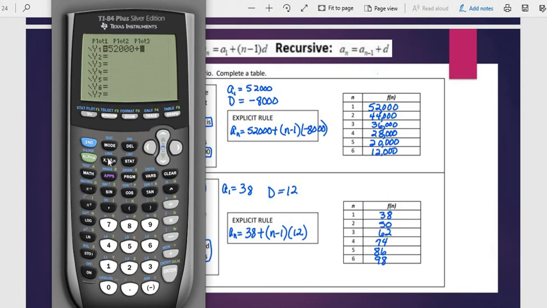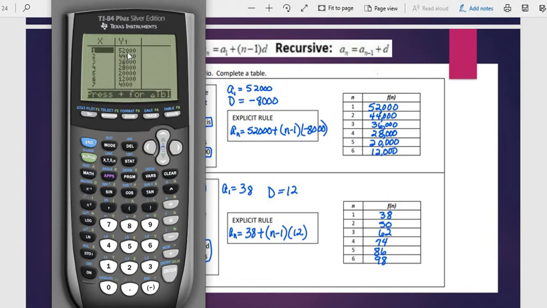This funny looking key right here, this X, is the only thing that we can type in place of any variable that we need. So I'm going to put parentheses and type this right here, X minus 1 parentheses. Then parentheses again, negative 8,000, and hit enter. Now I'm going to go to second and graph.